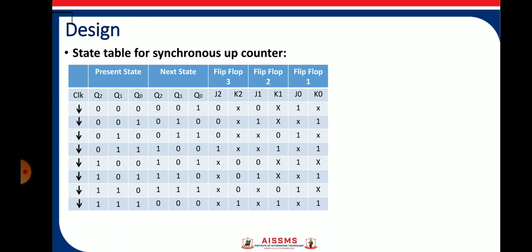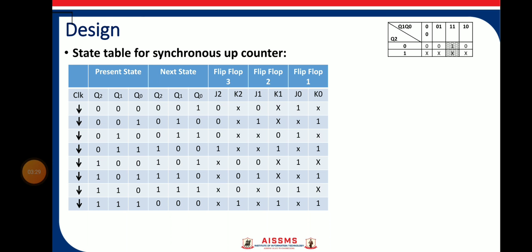If I want to implement the excitation table of flip-flop 3, that is nothing but the MSB, J2K2, I have to consider the values of Q2 present state and Q2 next state. In this way, we implemented the excitation table for each JK flip-flop. Then the next step is to implement a K-map to find out the expression for J2K2, J1K1 and J0K0.